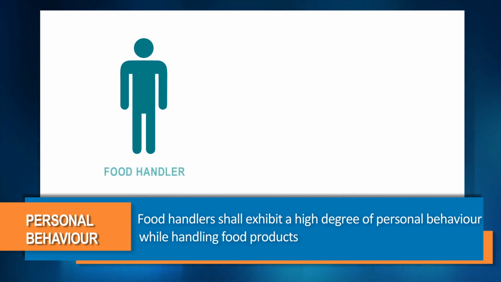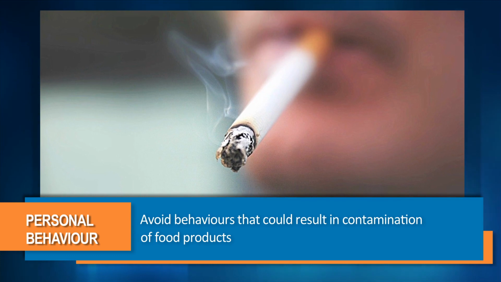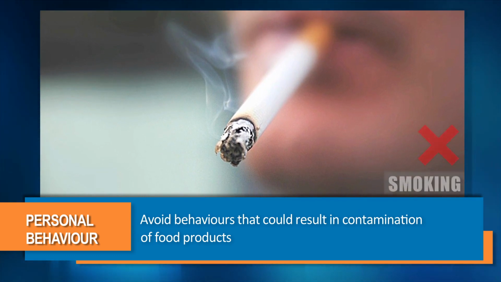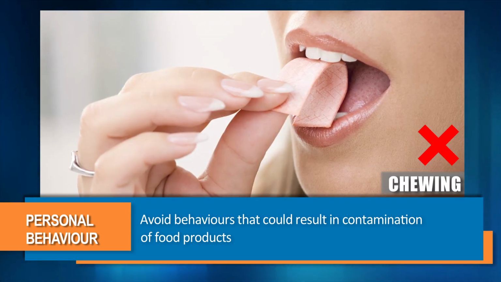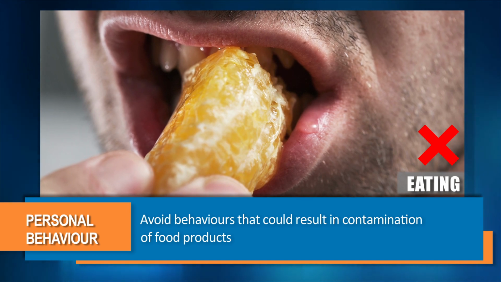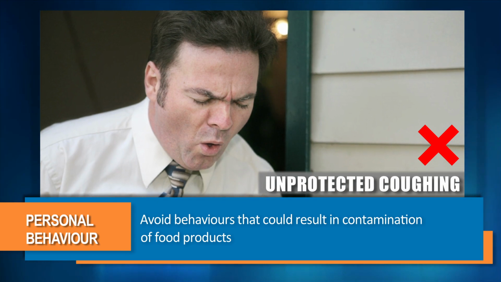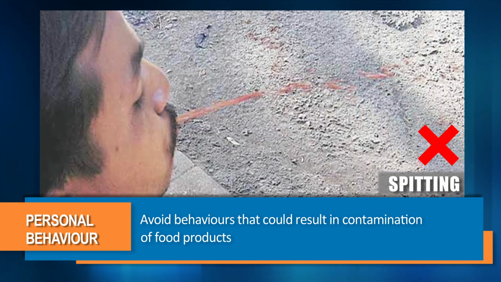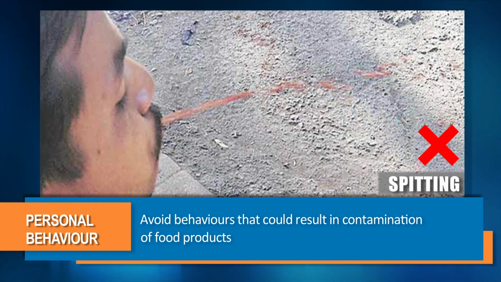The food handlers shall exhibit a high degree of personal behavior while handling food products. Food handlers shall avoid behaviors such as smoking, chewing, eating, unprotected sneezing or coughing, spitting, etc., as it could result in contamination of food products.